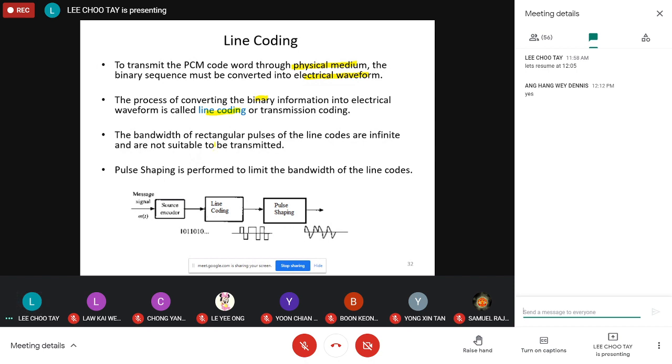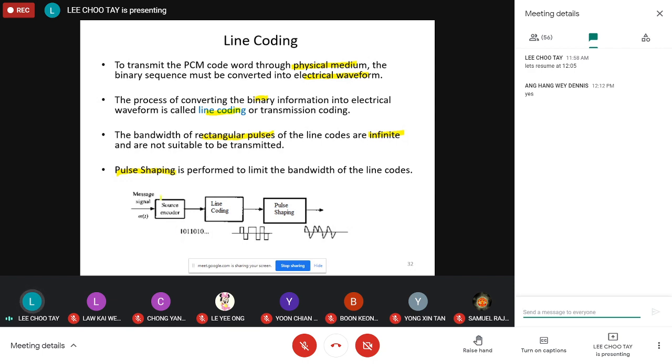Because if you just convert the PCM into rectangular pulses as it is, then you end up requiring a bandwidth which is infinite. Any transmission that requires infinite bandwidth is not what we want, because we always have limited bandwidth in our channel. So we actually have to perform another process to limit the bandwidth of the line code, and this is called pulse shaping. I'm going to talk about pulse shaping after line coding, but I put it here so that you're aware of the entire process.